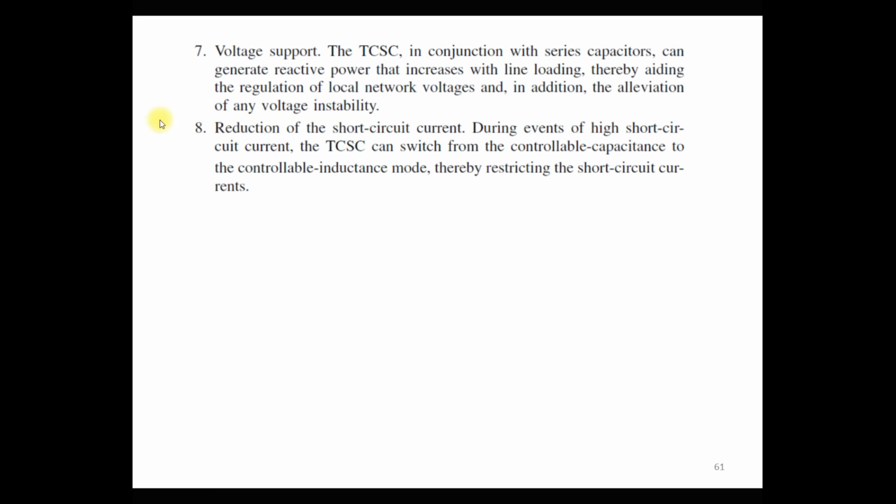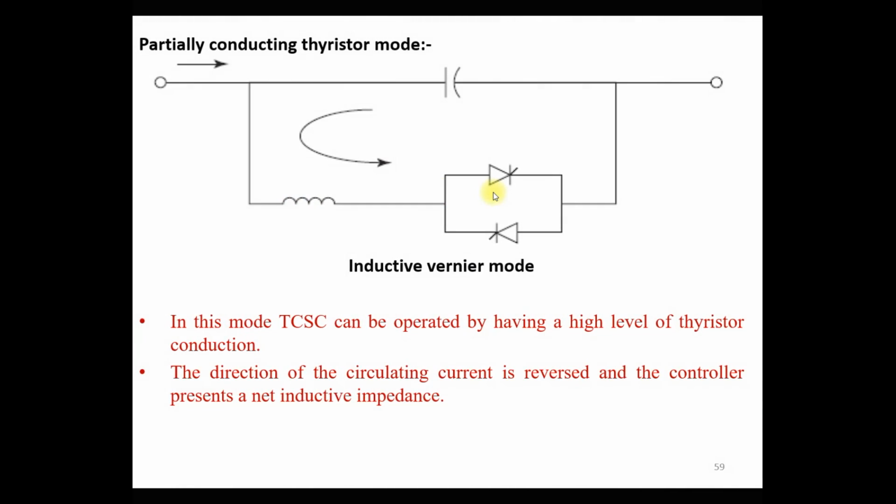The last advantage is the reduction of short circuit current. During the event of high short circuit current, the TCSC can switch from the controllable capacitance to controllable inductance mode and thereby restrict the short circuit currents. As you can see in the circuit diagram of the TCSC, when a high value of fault current is passing through the network and by the thyristor control you bypass this capacitor, the whole amount of the current flows through this inductor in series with the anti-parallel pair of thyristors. Because of this inductor, the high amount of fault current is restricted, because the inductor property is to oppose the rate of change of current.